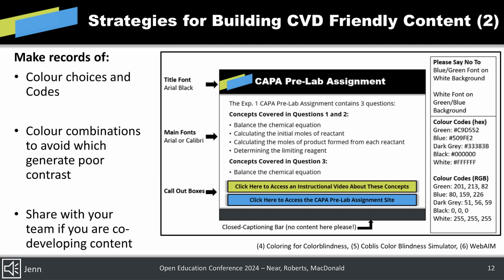If you happen to be building your course content or your open educational resource with a team of authors, one way that you can help to make sure that you're building CVD-friendly content is to keep clear records of your color choices and codes, color combinations that you want to avoid or which may generate poor contrast for the viewer, and also share this with the team that you're co-creating content with. You may also want to keep record of things like your title font, main fonts, or any sort of design elements that you may be using consistently throughout your work.